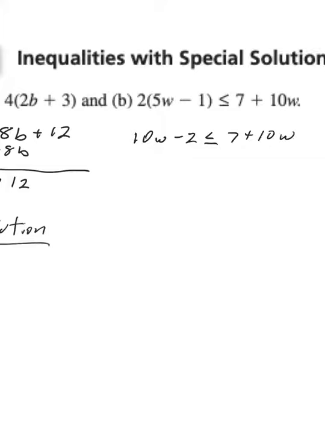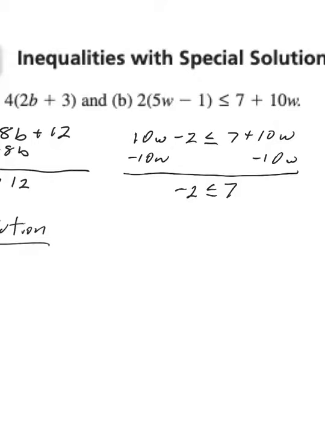Now, again, we subtract, and the variable 10w ends up canceling out. We get negative 2 is less than or equal to 7. Now, this is a situation where we have a true statement. So whenever we have a true statement, we can say infinitely many solutions or all solutions.